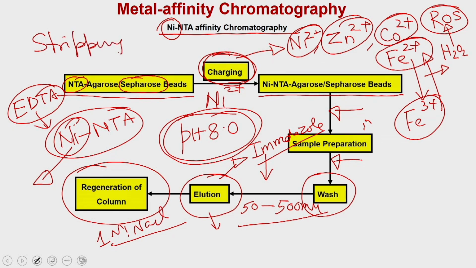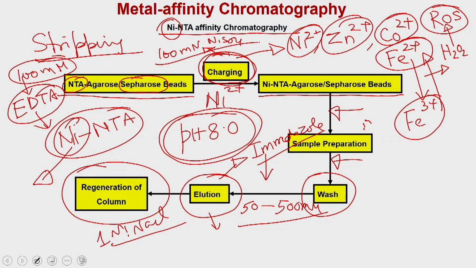How to do the stripping is that you flow at least 100 millimolar EDTA, which is going to remove a large quantity of nickel from the column, and then you can wash this column with water so that the EDTA is removed, and then you can do the next round of the charging step. In the charging step you incubate the column with a 100 millimolar nickel sulphate solution.